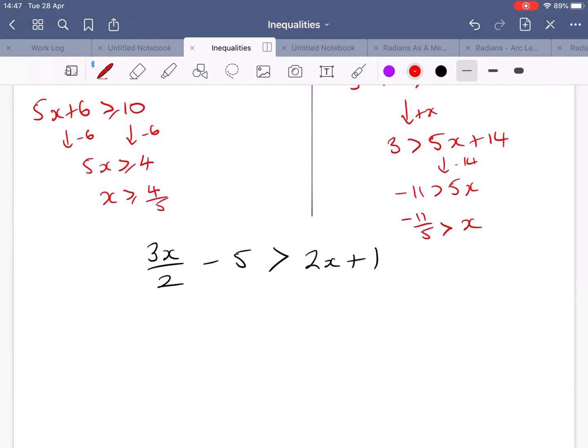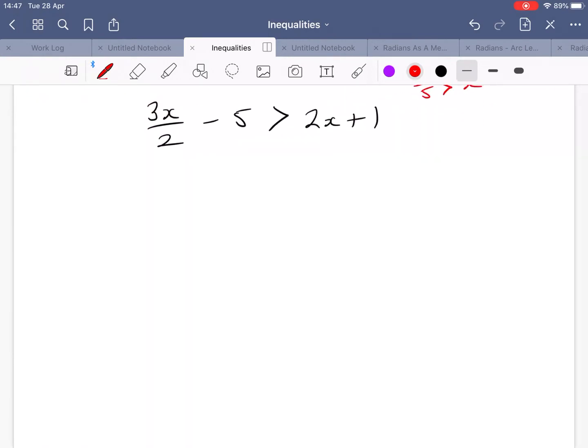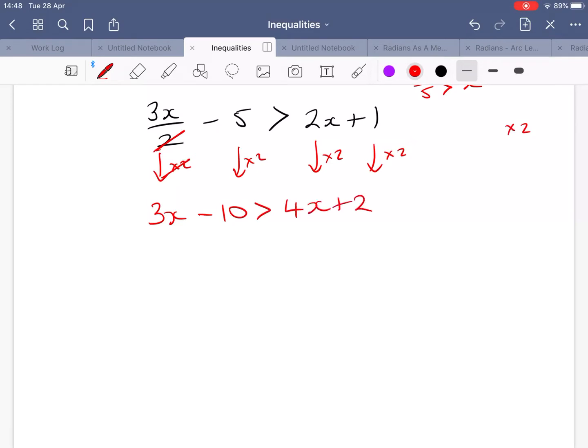Okay. Right, now another example where again we've got a fractional part. So I want to get rid of that denominator of 2. So I'm going to multiply through by 2. And remember, we've got to multiply every term by 2, just like we would if it was an equal sign. So I'd have 3x, because remember, this multiplying by 2 is just to cancel that denominator. Minus 10 is greater than 4x plus 2.